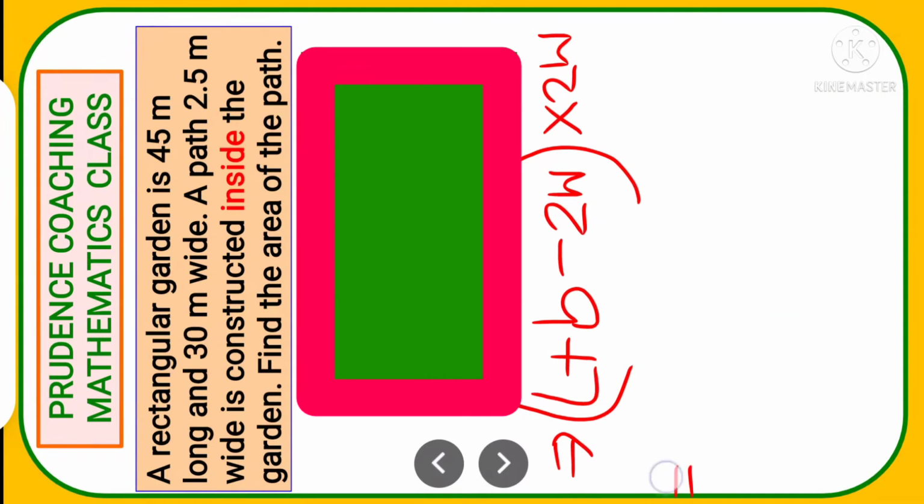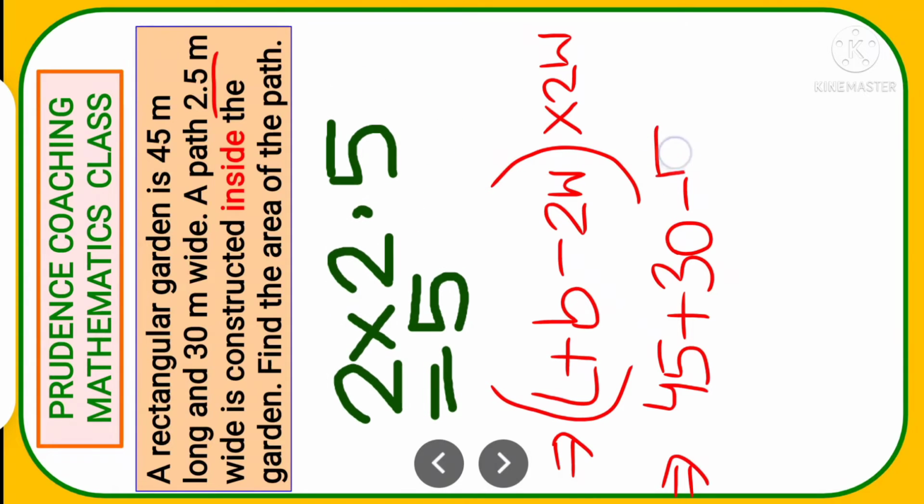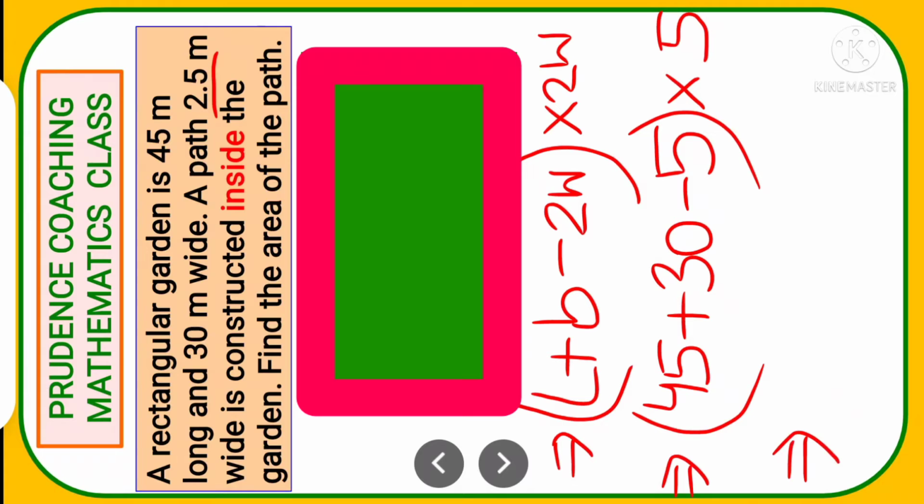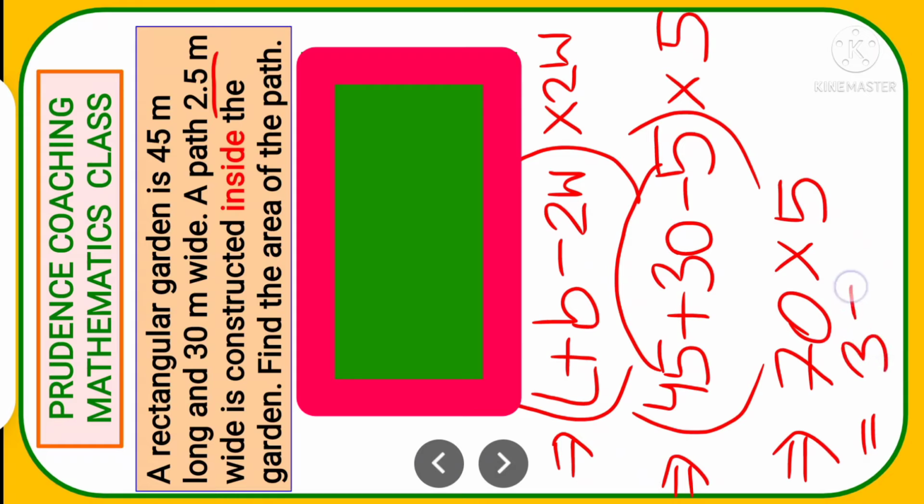So let's find out. As you can see, I have kept the same data. Here you will get 45 as length, breadth 30, minus 2W. Here 2W means 2 into 2.5, that is 5. So first we will calculate within the bracket. 45 minus 5, we will get 40. 40 plus 30 will get 70. 70 into 5, you will get 350 meter square as your final answer.